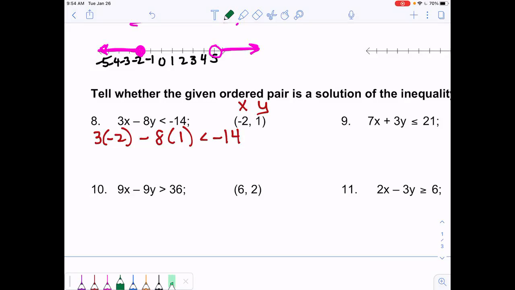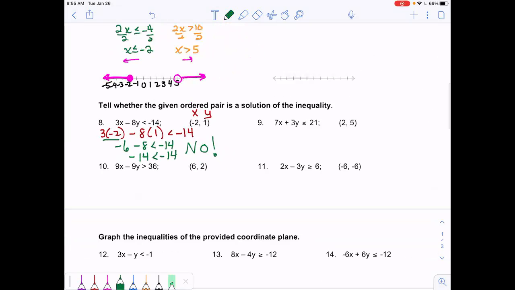So Nathan, what is 3 times -2? -6. -8 times 1 is? -8. And -6 minus 8 is -14. Is -14 less than -14? No, it's equal to it. But it just says less than. So if it's not true, then it's not a solution. Put a big no. -14 is not less than it. It's equal, but it doesn't say equal. So again, test the number. Is it true?